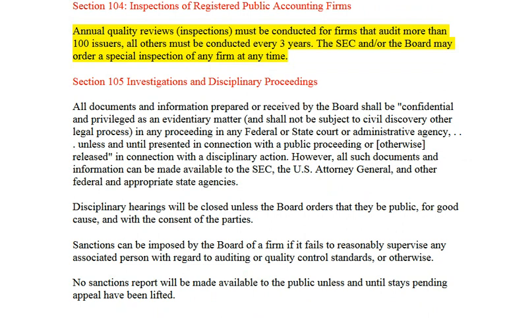Section 104, inspection of registered public accounting firms. Annual quality review inspections must be conducted for firms that audit more than 100 issuers, or otherwise must be conducted every 3 years. The SEC and/or the board may order a special inspection of any firm at any time.